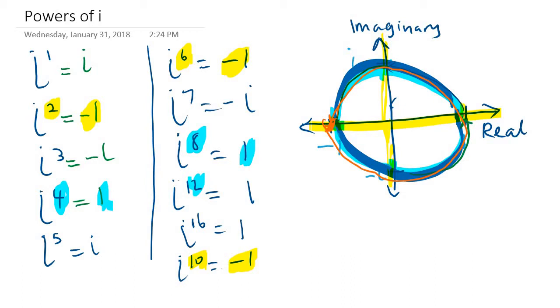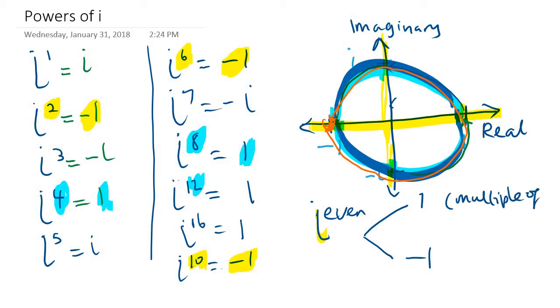So basically, let's just summarize now. So far, we know that for i to the power of an even number, we can either have 1 or -1. You get 1 if it is a multiple of 4. But you get -1 if it is even, but not a multiple of 4. Okay. So basically that's for even numbers.